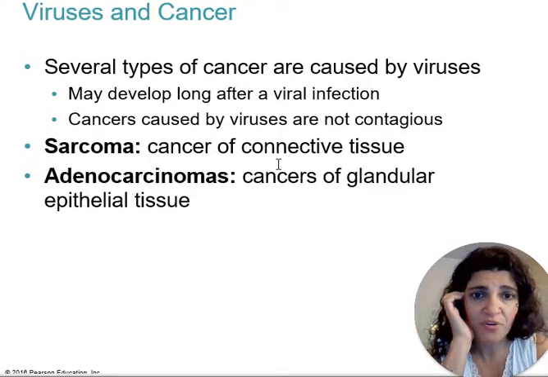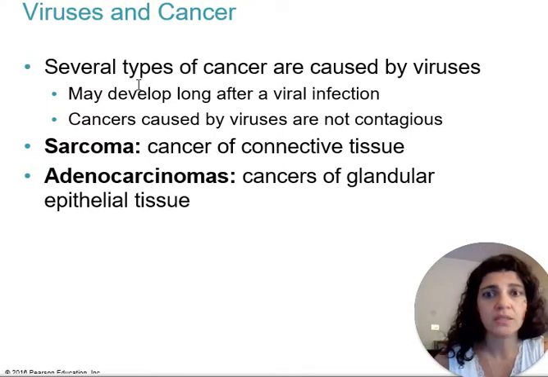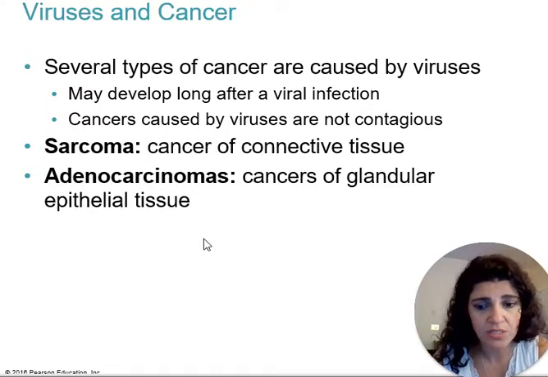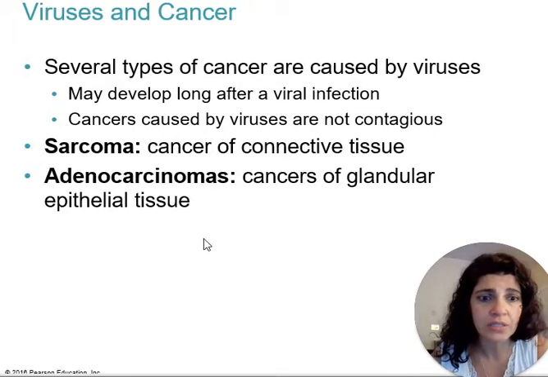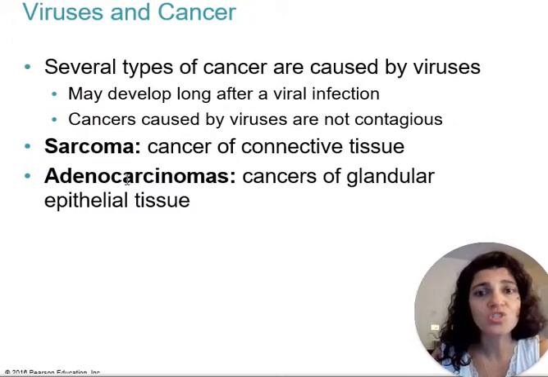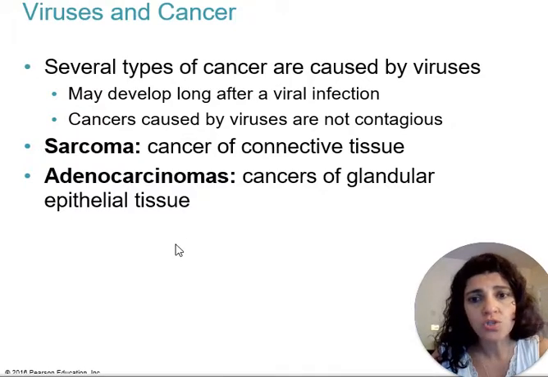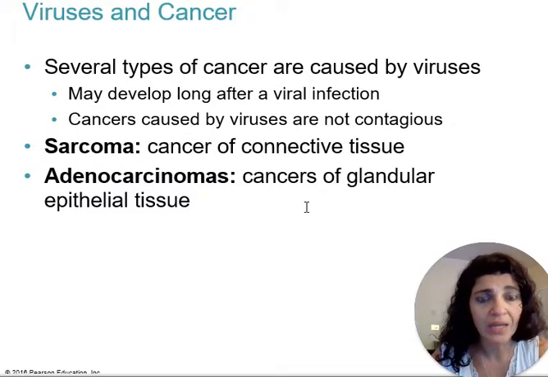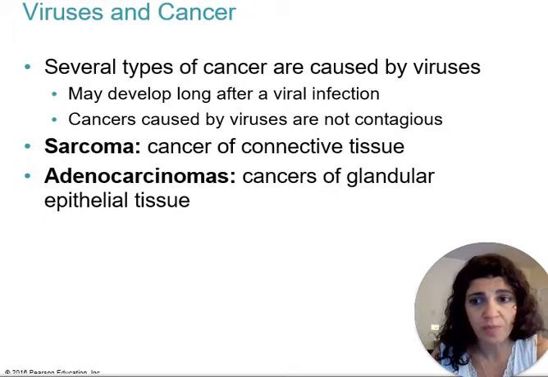Sarcoma is one type of cancer of connective tissue that can be affected by viruses. Kaposi's sarcoma is a cancer of connective tissue from vessels that is usually typical in HIV patients or AIDS patients. Those are induced by the HIV virus. Okay. You also have adenocarcinoma that can be induced by viruses.